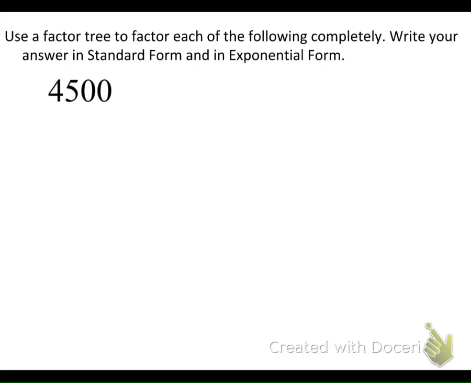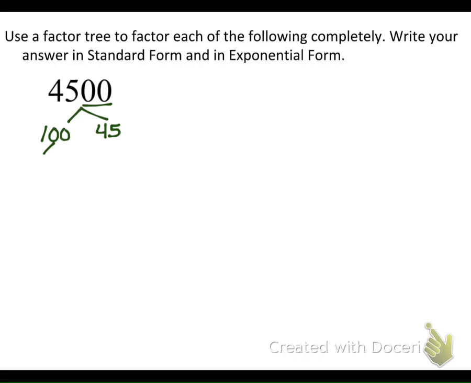Let's take a look at the last one. The last one is a larger number. How I like to factor larger numbers, especially when they end in 0, I look and see how many zeros it has. It ends in 2. So I know then that one of the factors of 4,500 is going to be 100. There are 2 zeros in 100 and 2 zeros in 4,500. So then I use the other factor of 45.